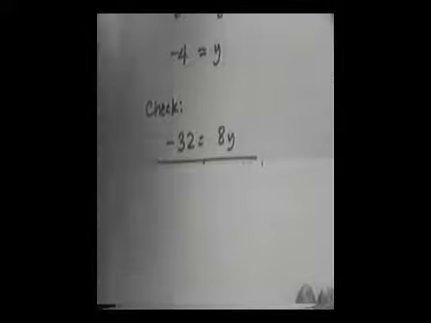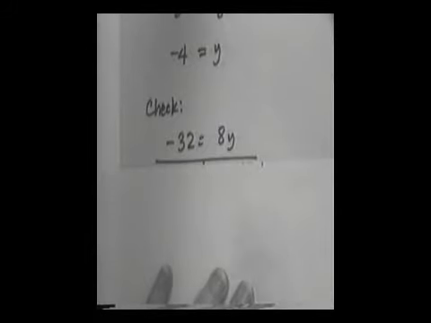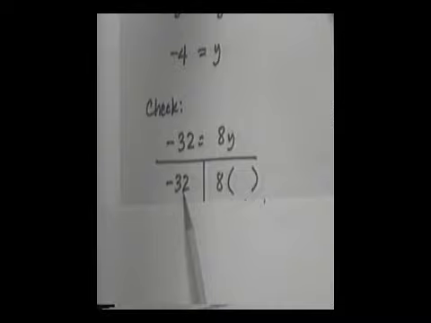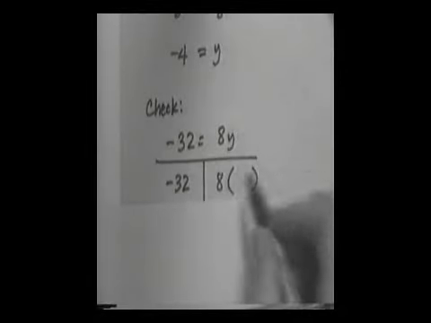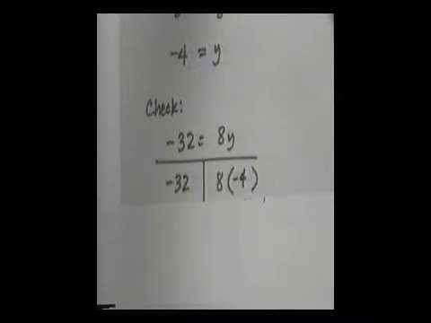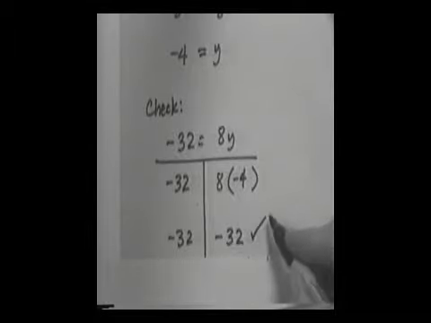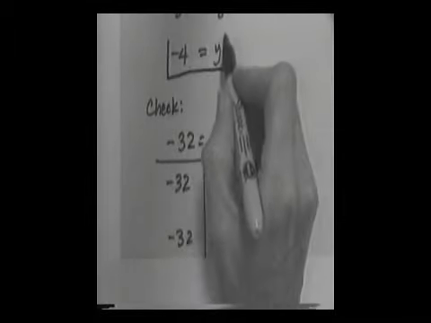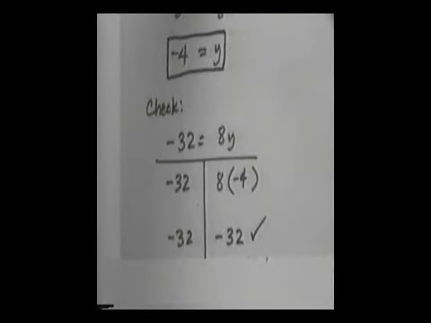To check this one, we copy the problem, make the T format. The left side of the wall will have negative 32. The right side has 8 times an expression in parentheses to receive the y number. The y number is negative 4, and so we fill in negative 4. And on the left side we get negative 32. On the right, 8 times negative 4, which is also negative 32. This checks, which means that our answer is indeed negative 4. So negative 4 is equal to y, or y is equal to negative 4.